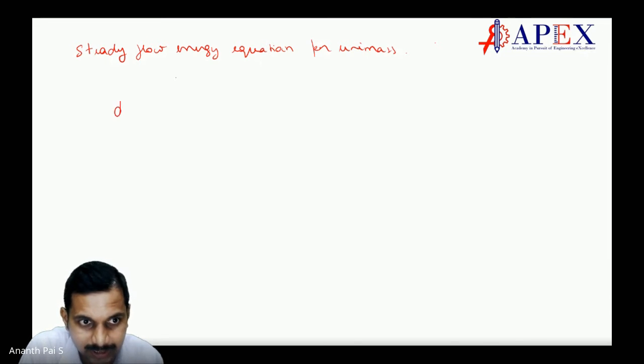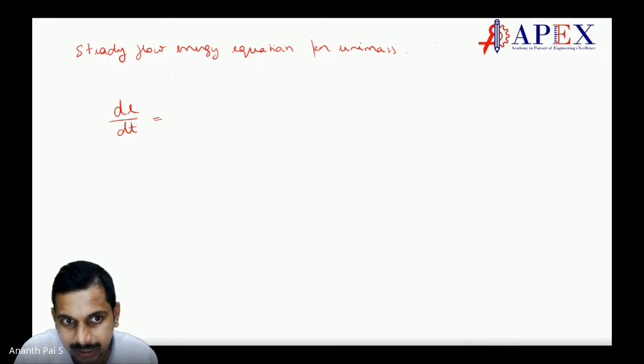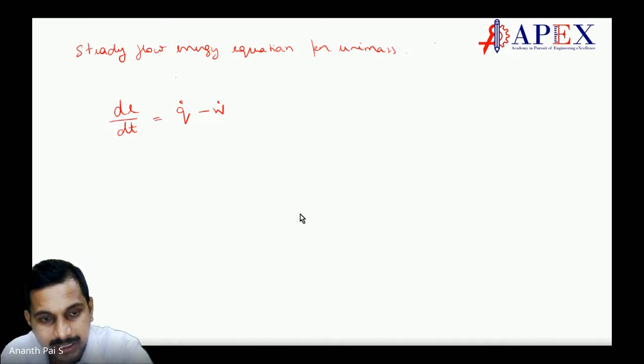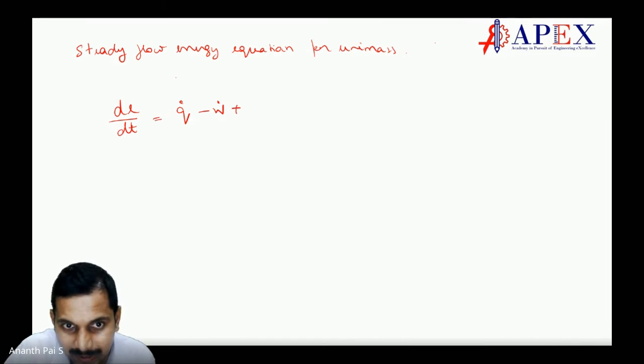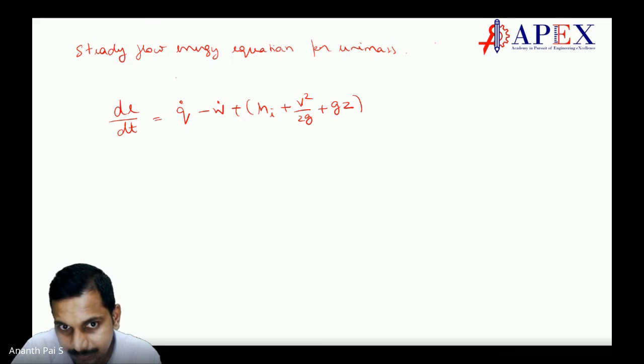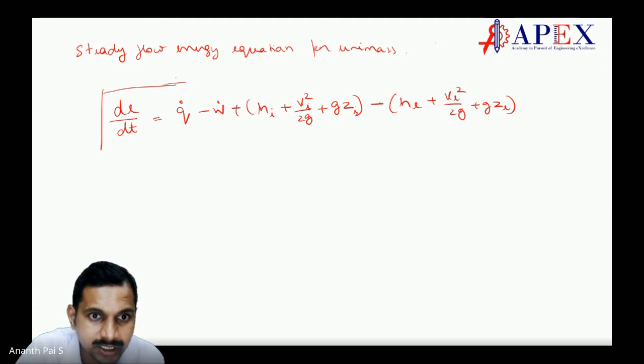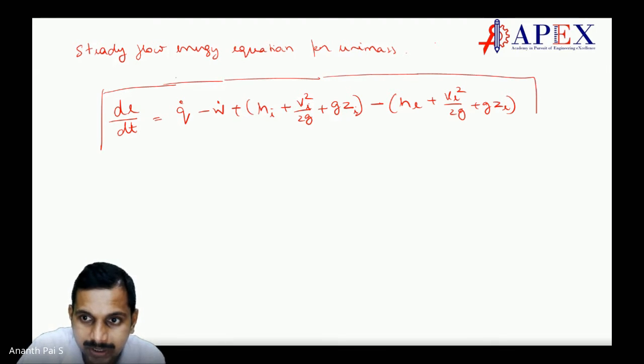dE by dt, because E is equal to capital E by M. Okay, dE by dt is equal to Q dot minus W dot, correct? Q dot minus W dot, very important, plus Hi plus Vi square by 2g plus g Zi, minus He plus Ve square by 2g, E stands for exit, plus g Ze. This is the steady flow energy equation per unit mass. Make sense, students?